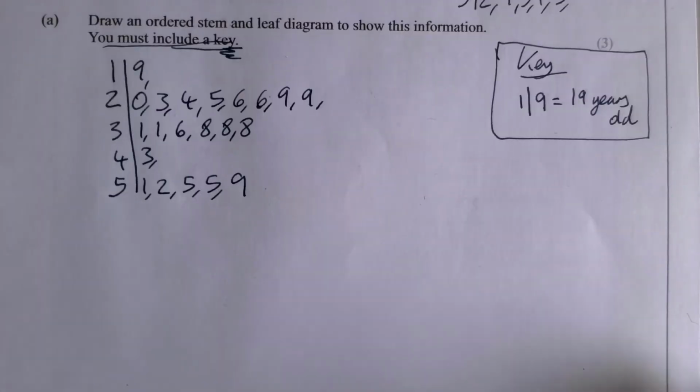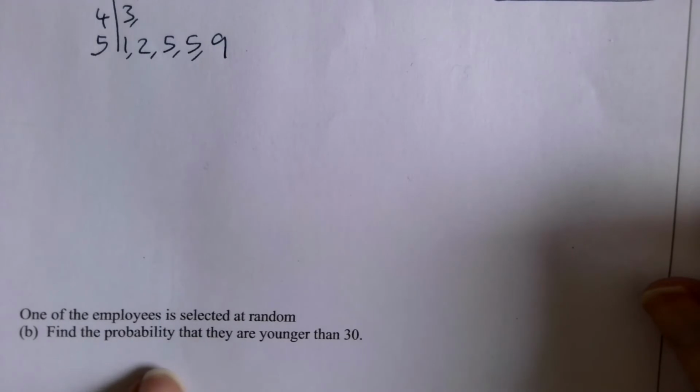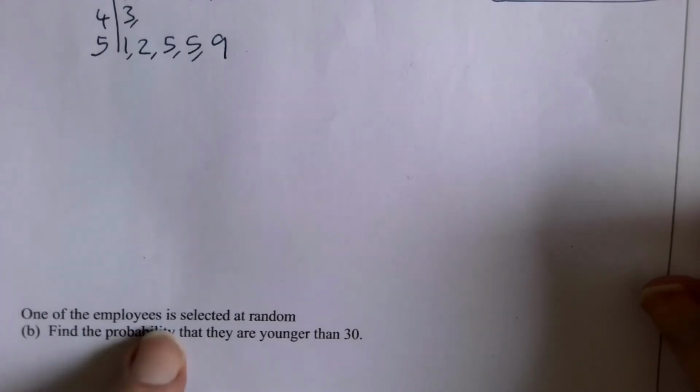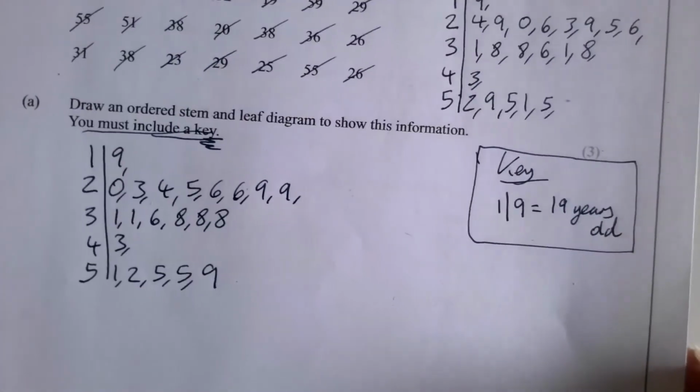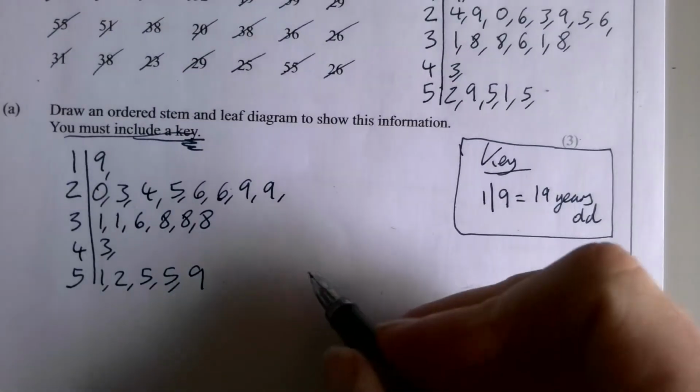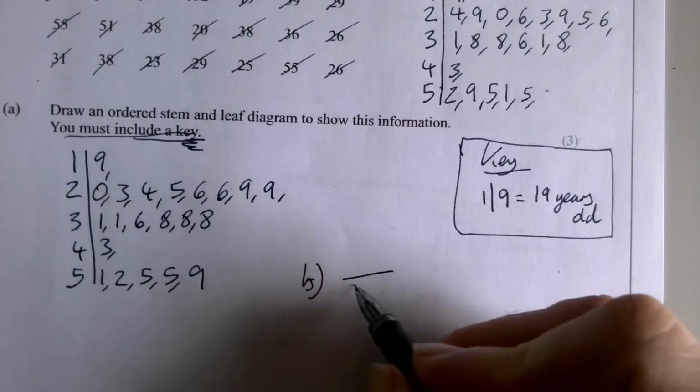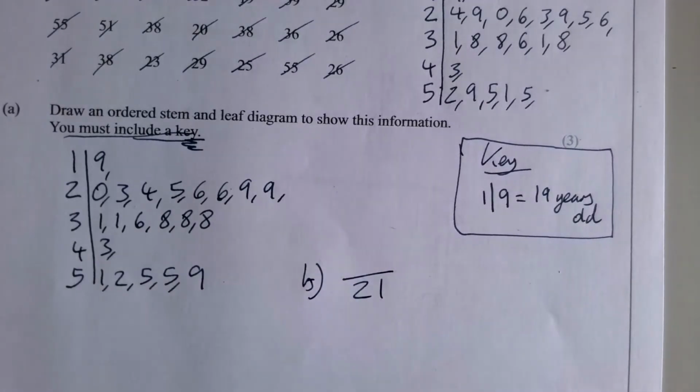And then if we look down at the bottom, it asks us to find the probability. One of the employees is selected at random. Find the probability that they are younger than 30. So as there's 21 of them, it's going to be something out of 21, and there's 2 marks. You get 1 mark just for having that 21.